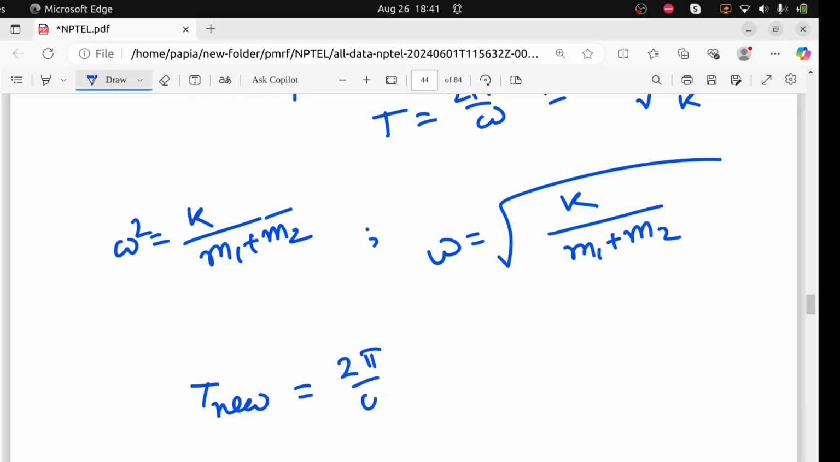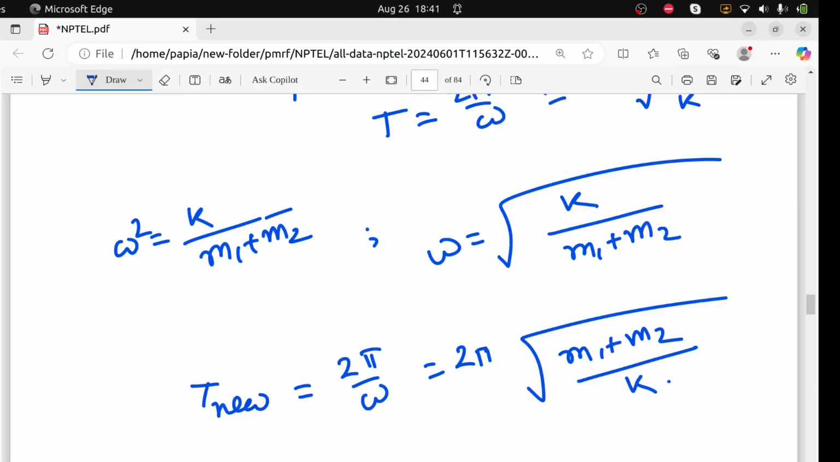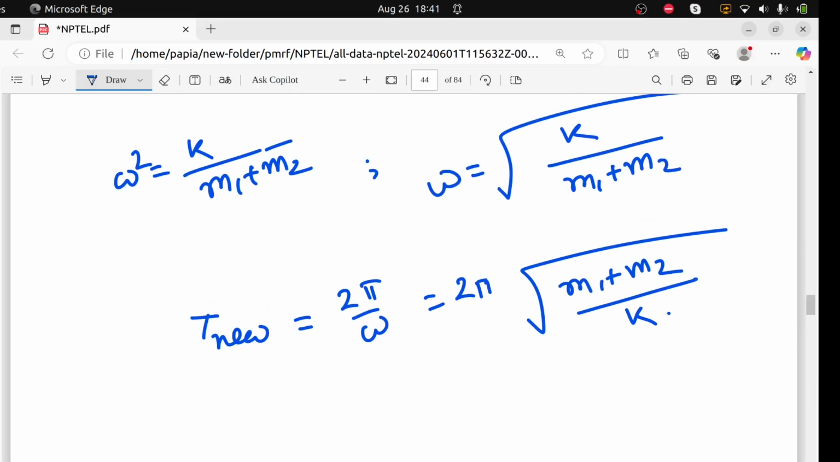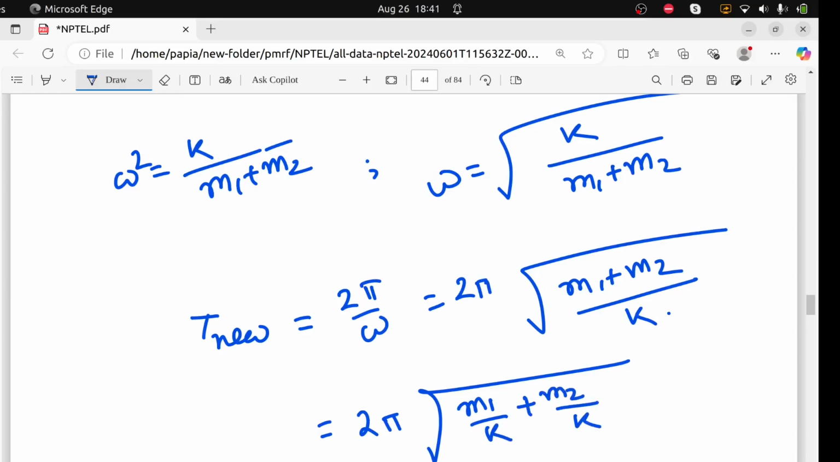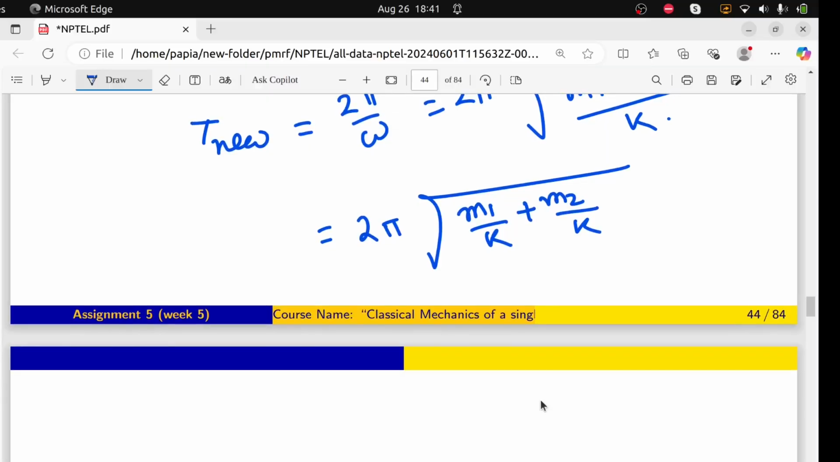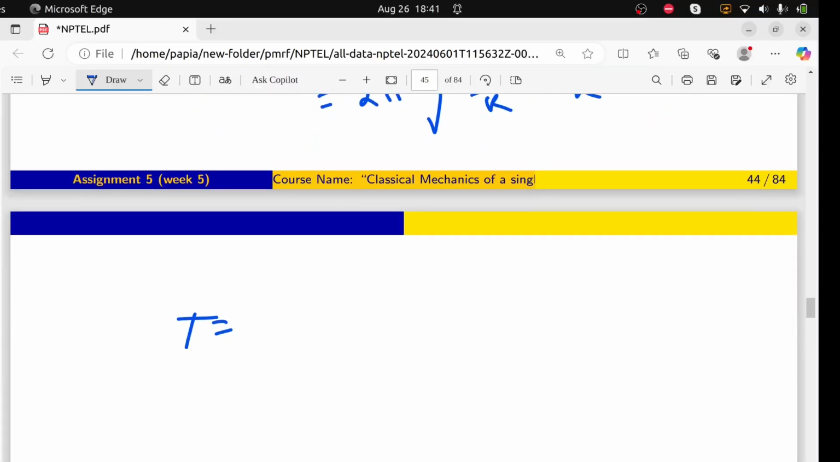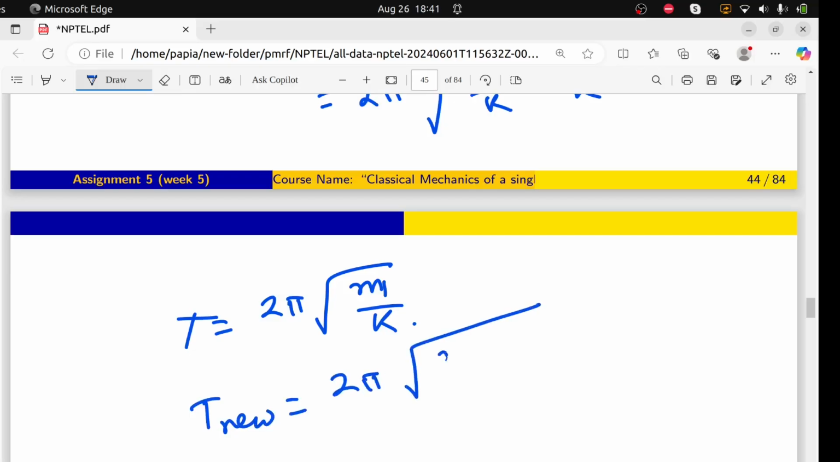So it is 2 pi by omega, so 2 pi root over (m1 plus m2) divided by k. If it is like that, then I can write 2 pi root over m1 by k plus m2 by k. We already know that T is 2 pi root over m1 by k, and T new is 2 pi root over m1 by k plus m2 by k.